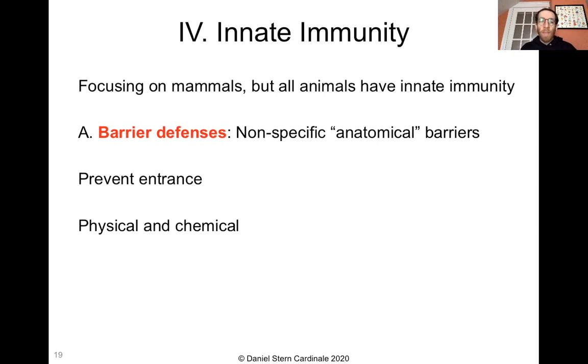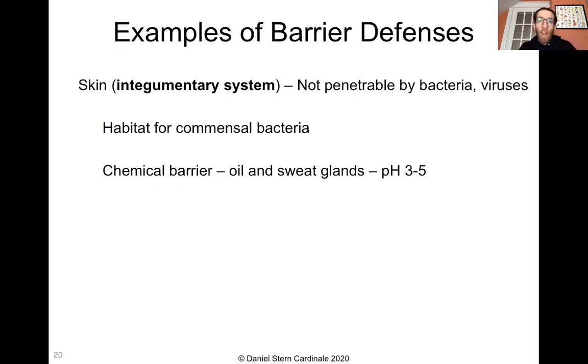Barrier defenses can be either physical or chemical, and you could probably be thinking of some barrier defenses right now. One major example of a barrier defense is your skin, which is part of the integumentary system. That is, I think, the only system in that big table of systems that I showed you way back earlier in the semester, I think during the homeostasis lecture. The integumentary system is the only system on that table we haven't covered.